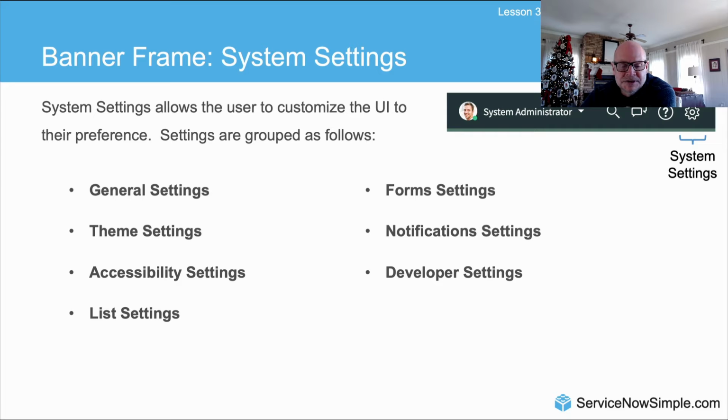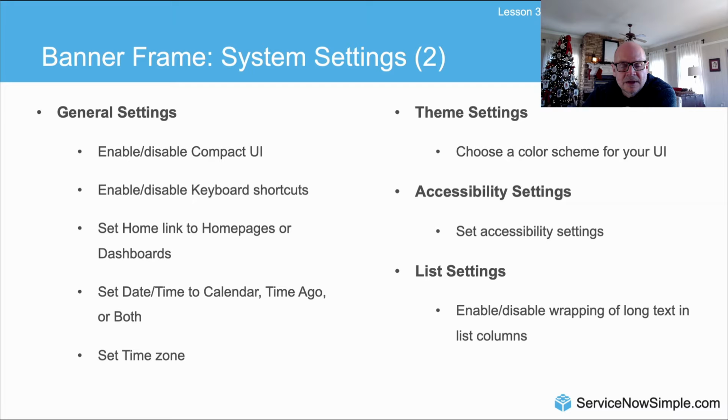They divide those into sections. There's general settings, theme settings for the way it looks, accessibility settings, list settings for how lists appear, form settings, notification settings, and then developer settings. And we will go through each of those to talk a little bit about what you can do from within each of those different system settings areas. So let's do that now.